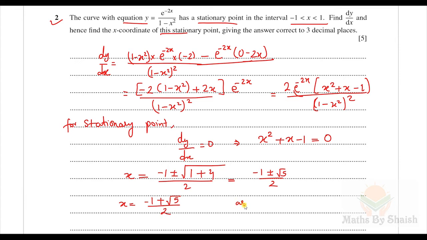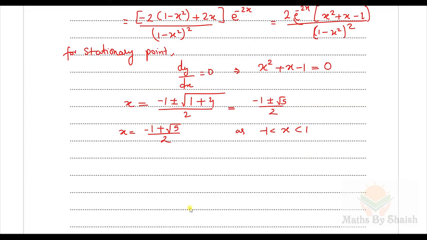We can write this as x is between -1 and 1. From here we calculate, and the answer is x equal to 0.6180 and so on. I'll not write that out. x is equal to this.